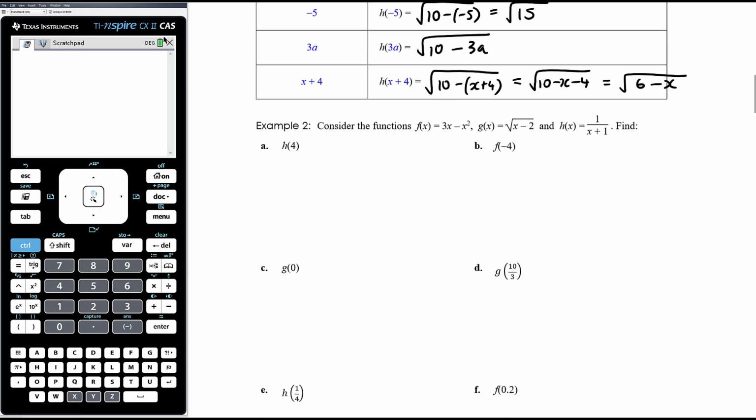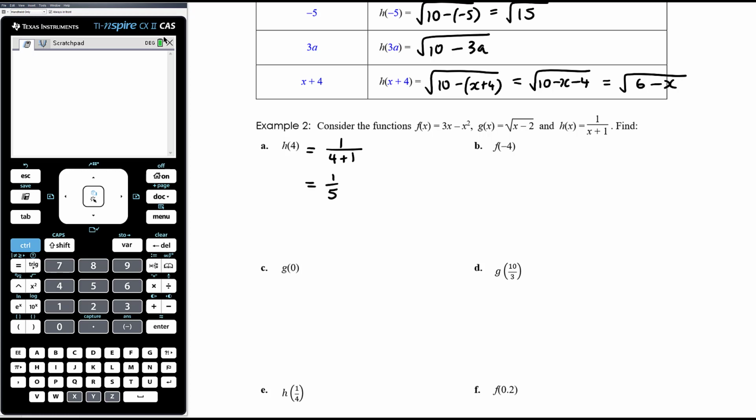Okay, let's have a look at a series of examples considering these three functions. F of x is a quadratic function, 3x minus x squared. G of x is a square root function, square root of x minus 2. H of x is a hyperbola, a reciprocal function, which produces a graph that looks like a hyperbola, 1 on x plus 1. Okay, find h of 4. That means replacing the input in h of x with 4. So if h of x is 1 on x plus 1, h of 4 is 1 on 4 plus 1, 1 on 5.